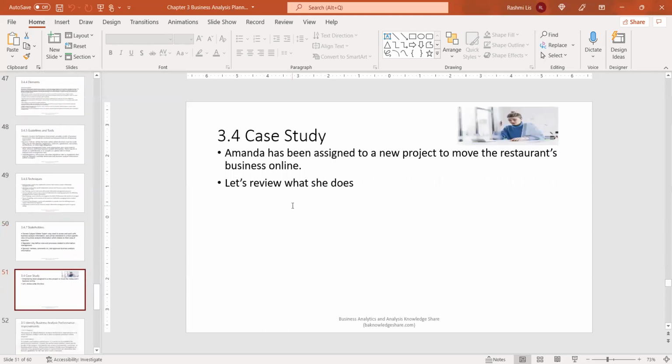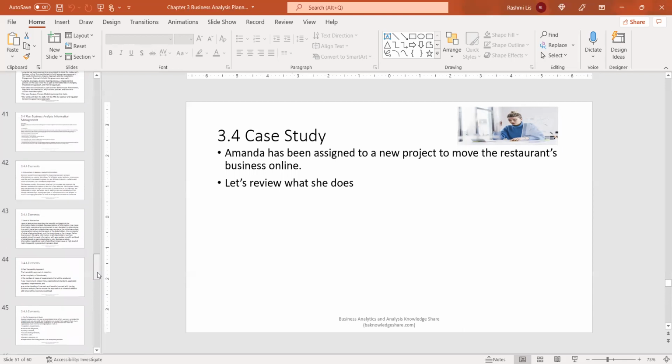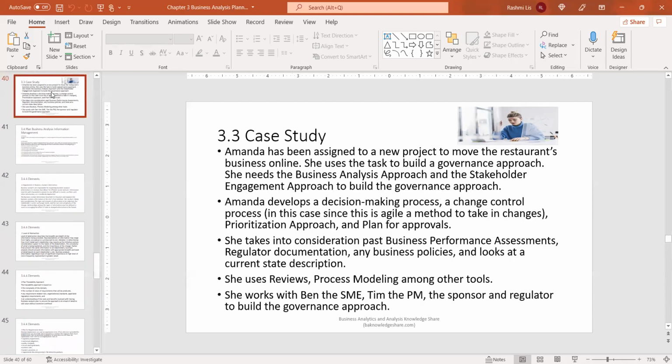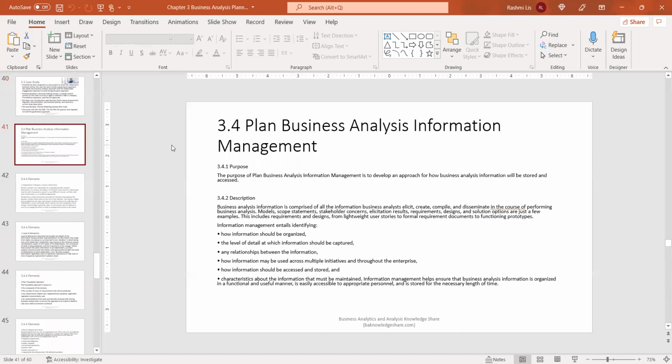Now, we've been going through the case study of Amanda, how she's been hired or assigned to a project to move the restaurant's business online. So she's responsible for understanding and gathering those requirements. Let's break down what she does exactly in terms of plan business analysis information. She essentially undertakes this task to develop an approach on how business analysis information will be shared and accessed.